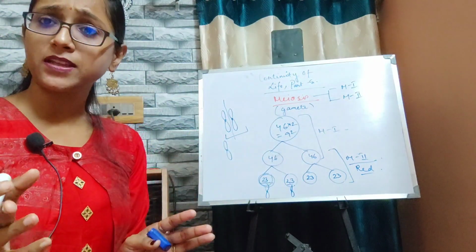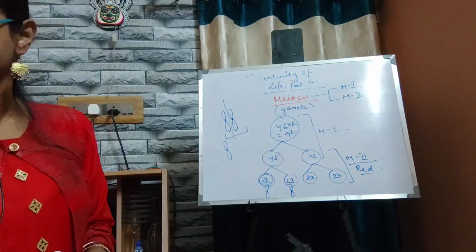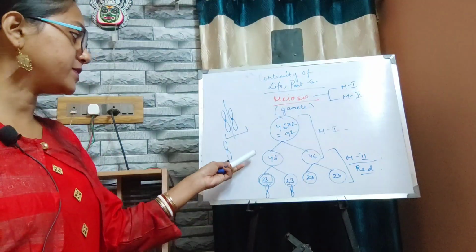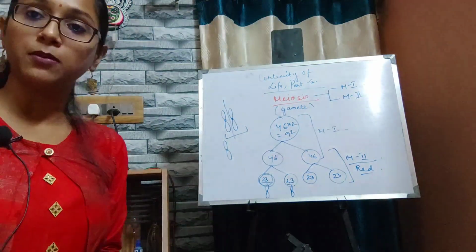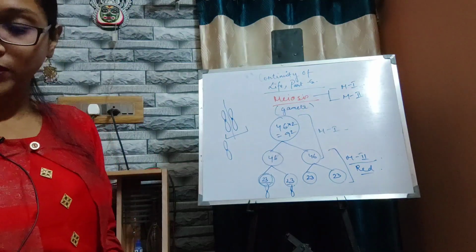So this is the separation of the homologous chromosomes taking place. This is one of the characteristics. Second characteristic is the reduction in the chromosome number. Obviously, as you can see, from 46 it has become 23. It gets separated, divided, so obviously it will become 23.